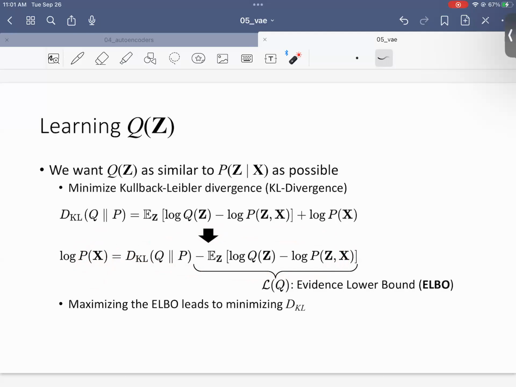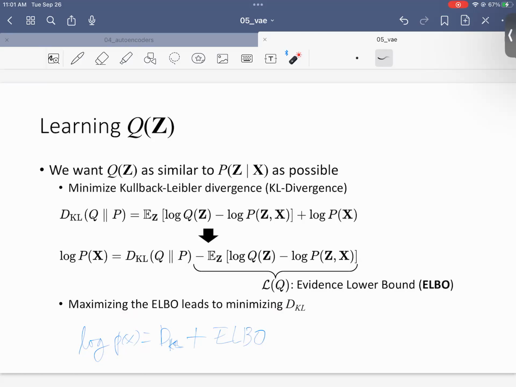So if this is fixed, you can rewrite this as log px equals DKL plus ELBO, right? So if log px is fixed, then increasing this will automatically lead to decreasing that, right? So that's the whole idea.